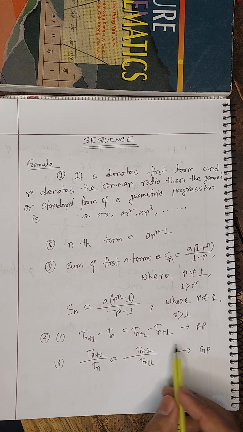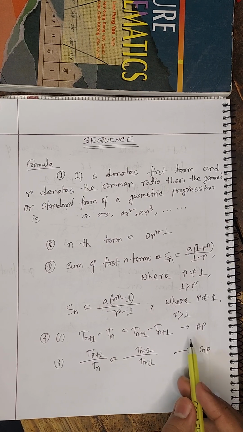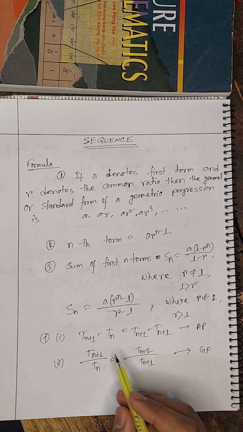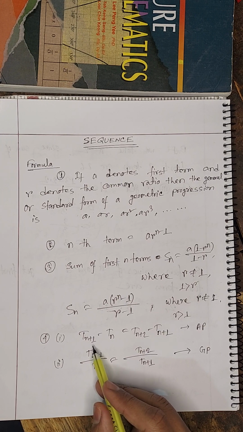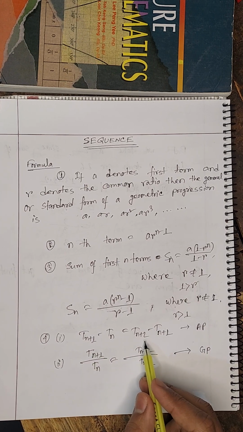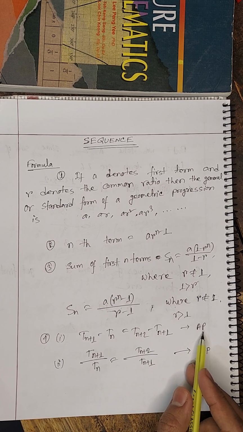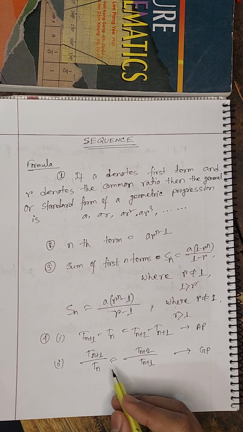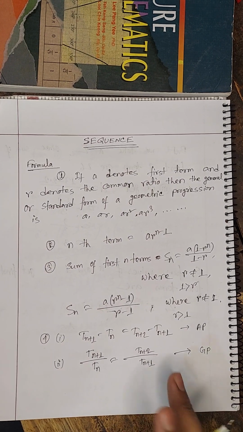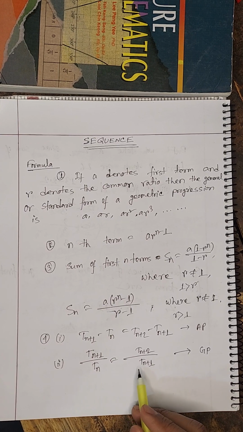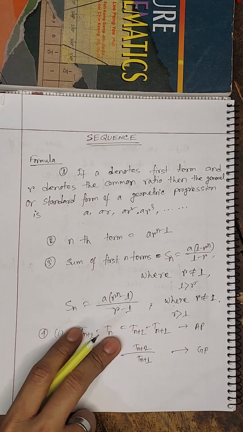And how can we understand whether our given sequence is an arithmetic progression or a geometric progression? If the difference between the second term and first term, and also the third term and second term, are equal, then that sequence will be an arithmetic progression. And if the ratio of two consecutive terms is equal, then the sequence will be a geometric progression.